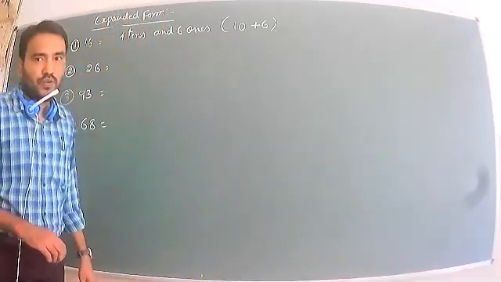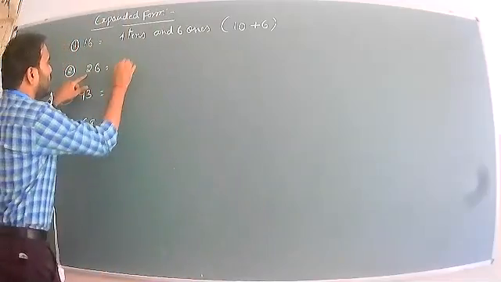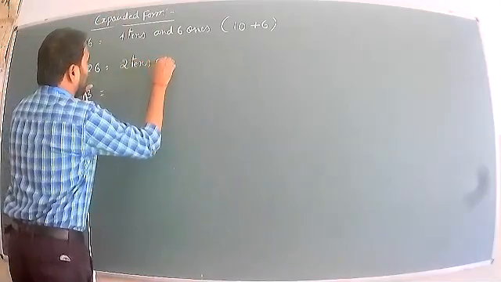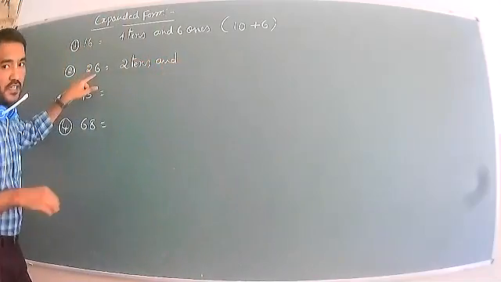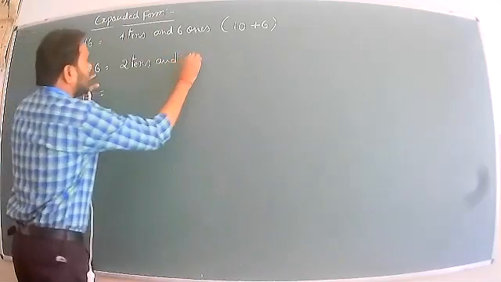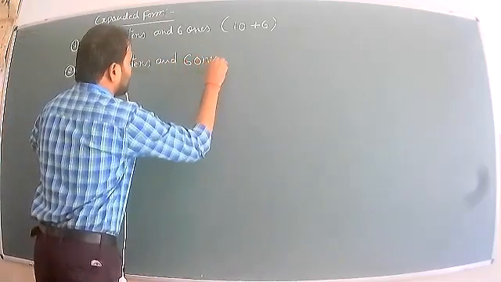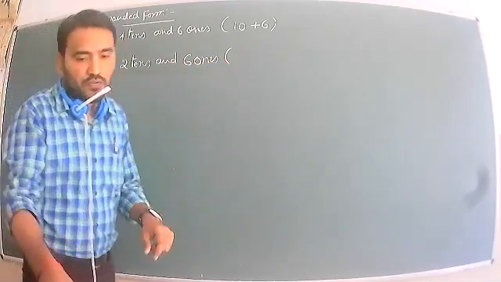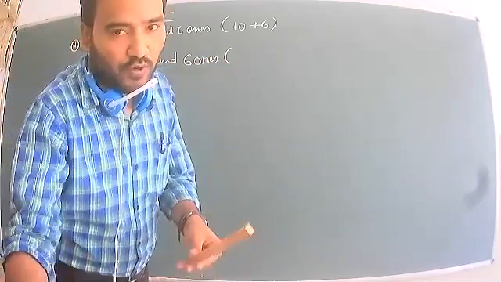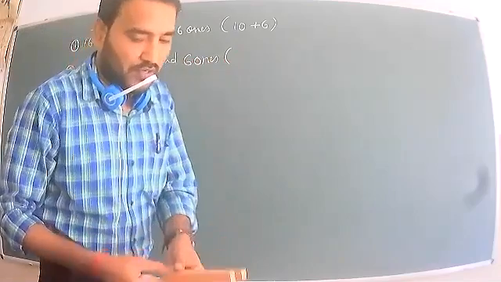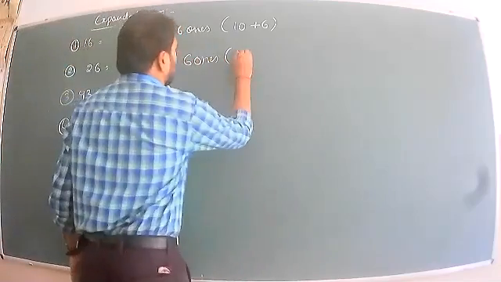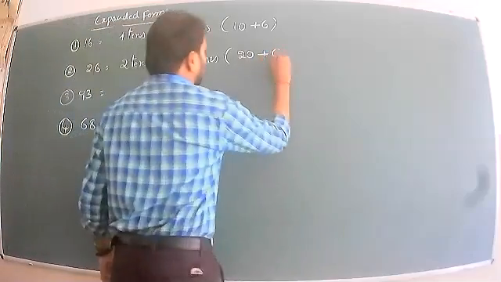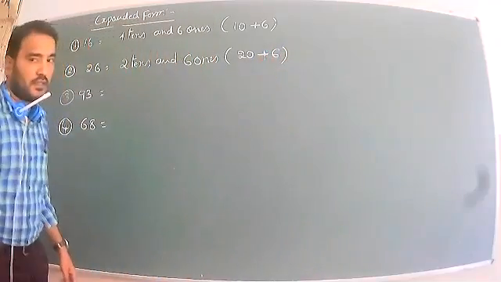Now I will go for another one: 26. How many tens? 2 tens. And how many ones? 6 ones. Tell me the numerical form. 2 tens means 20. Then plus how many ones? 6 ones.